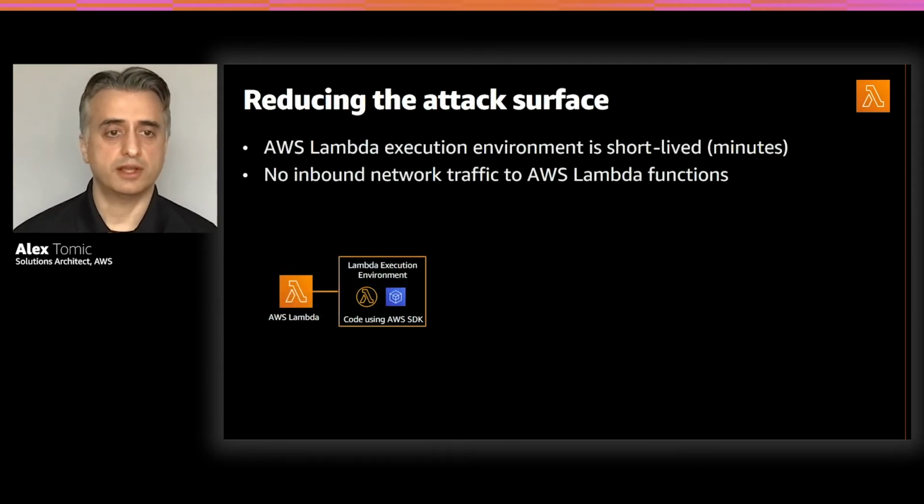Okay, so how does Lambda shrink the attack surface? There are two primary ways. First, the execution environment is ephemeral, and any function can only execute for a maximum of only 15 minutes. And even the execution environment total lifetime is also measured in minutes. Another way that we shrink the attack surface is that the function does not need to receive any inbound network traffic. So no network traffic and no firewall rules need to allow traffic to the Lambda function.